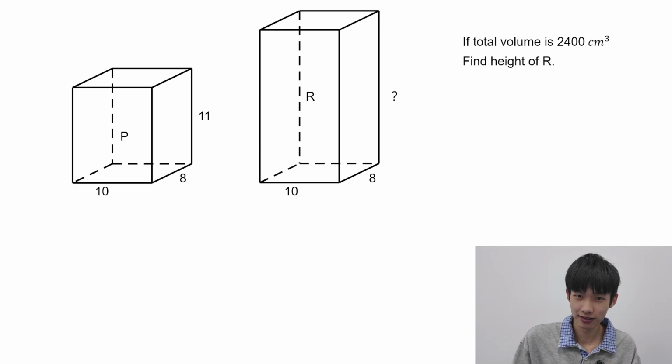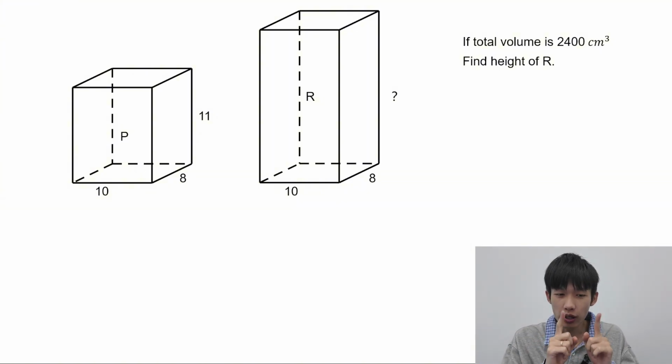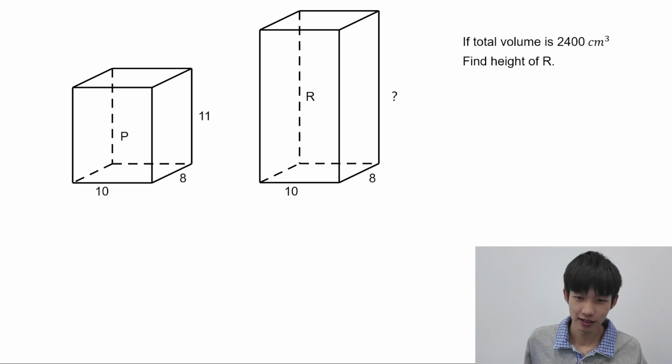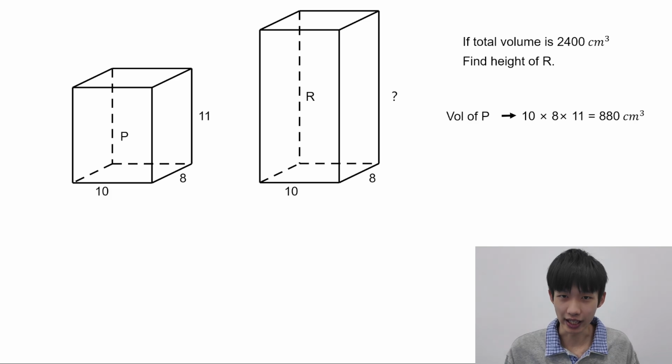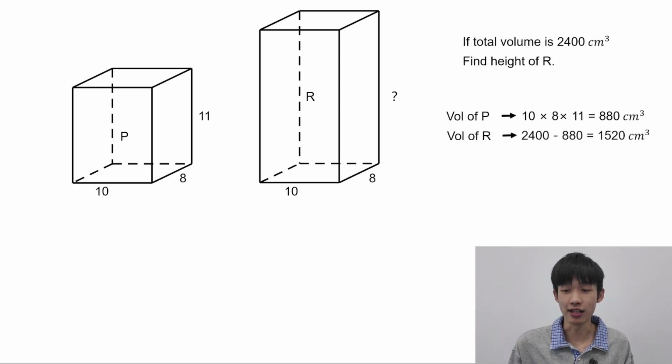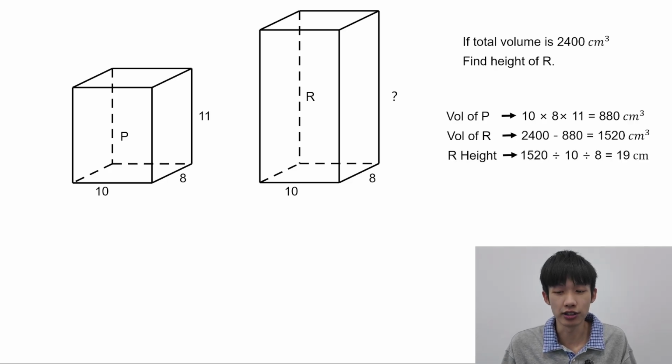Let's think about this. Can we calculate the volume of P? Yes. How? It's just 10 times 8 times 11, which gives us 880. But how about the volume of R? The remaining volume should be the volume of R, so we use subtraction, which gives us 1520. So the volume of R is 1520, and we know the length and width, which is the base area. So how do we calculate its height? Yes, the volume divided by base area. So R's height equals 1520 divided by 10 and divided by 8, which gives us 19 centimeters.